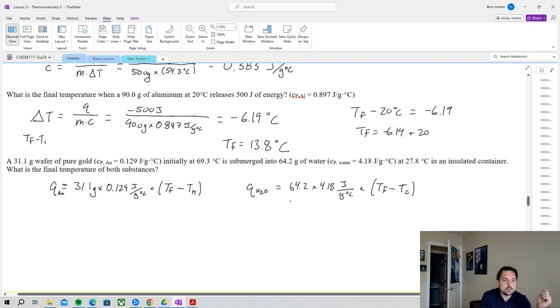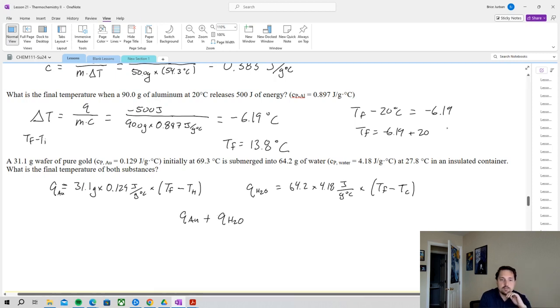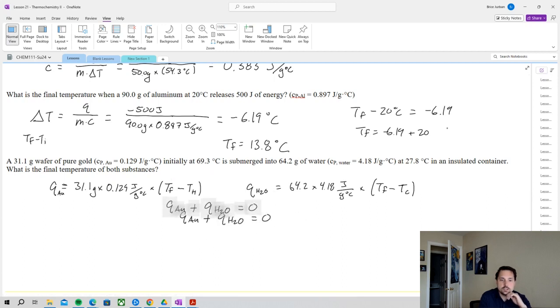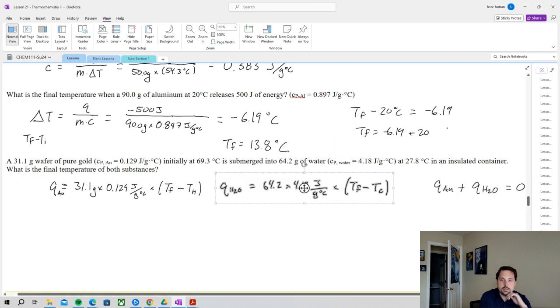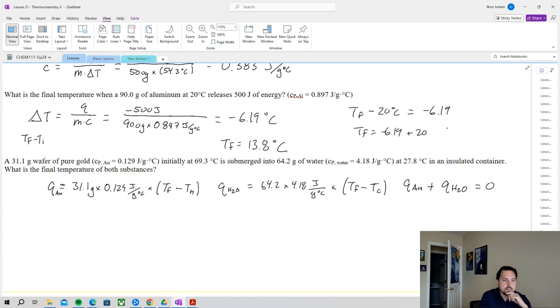Okay, so one thing to keep in mind is that the Q of the gold is going to be equal to the negative Q of the water. So the energy that is released by the gold is going to be equal and opposite to the energy that's gained by the water. Another way of putting this is that the sum of these two has to be equal to 0. Okay, so we'll make use of this relationship. If we combine all three of these things together, what we will get is something that looks like this.